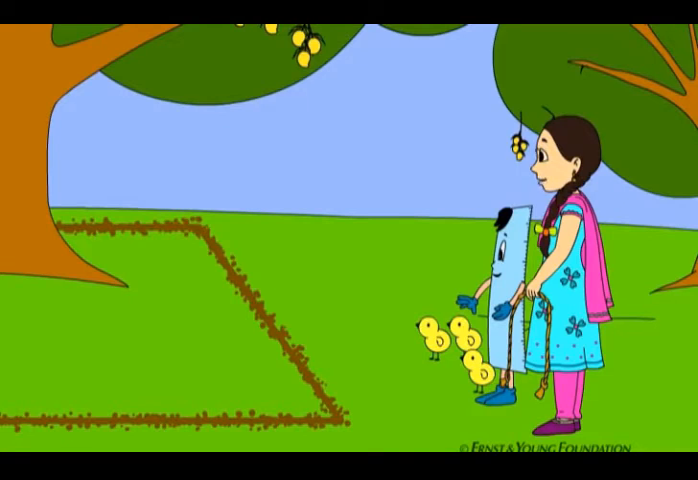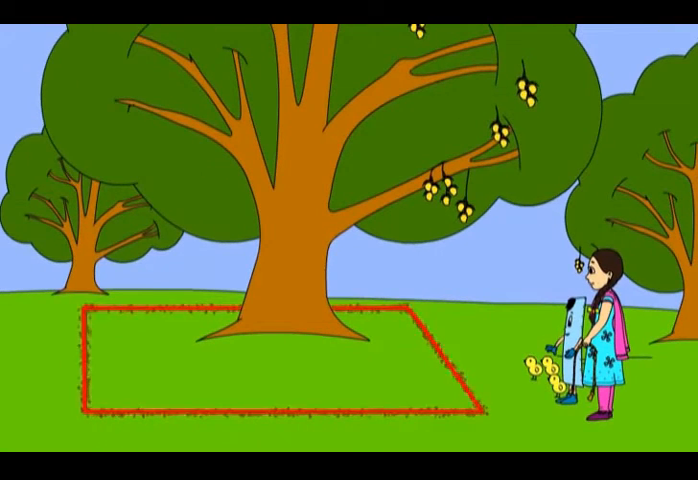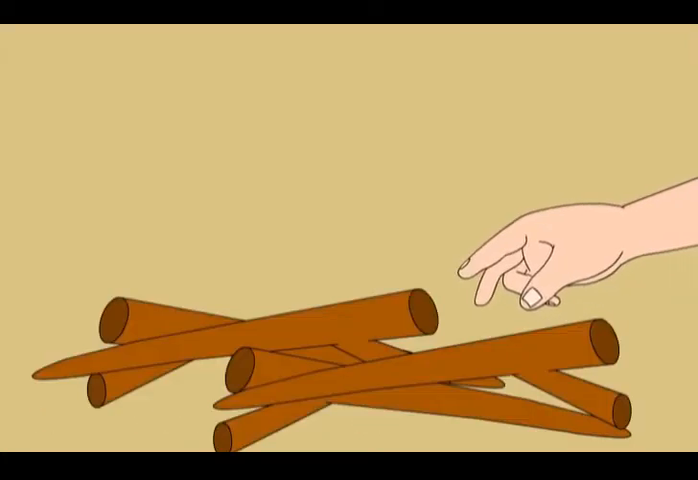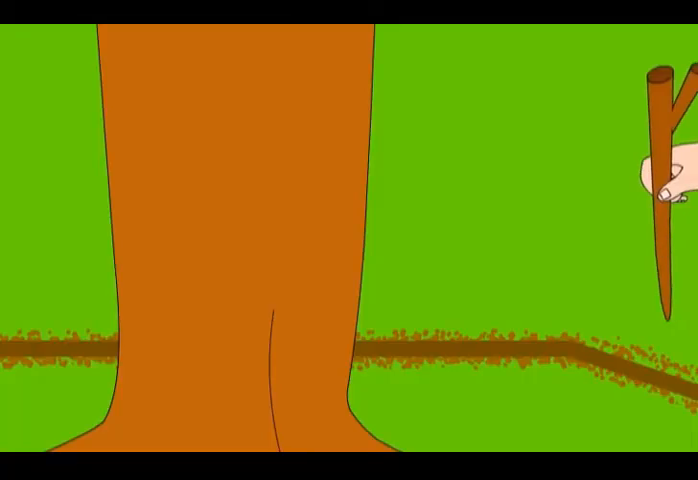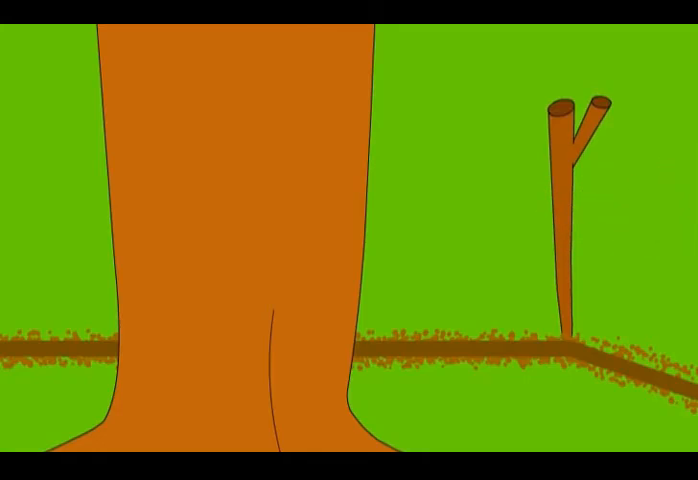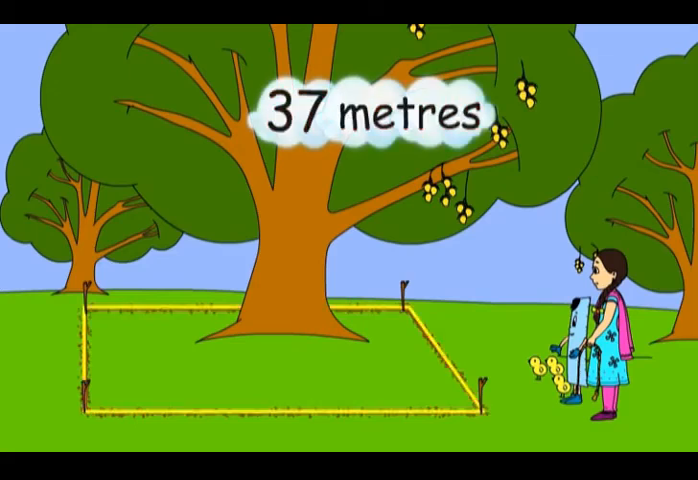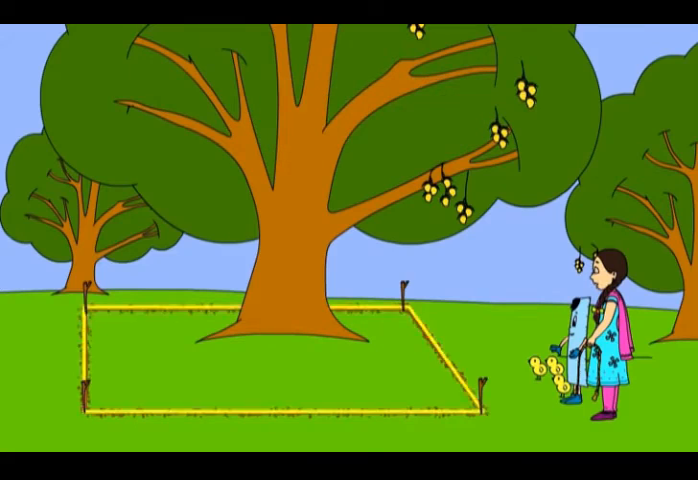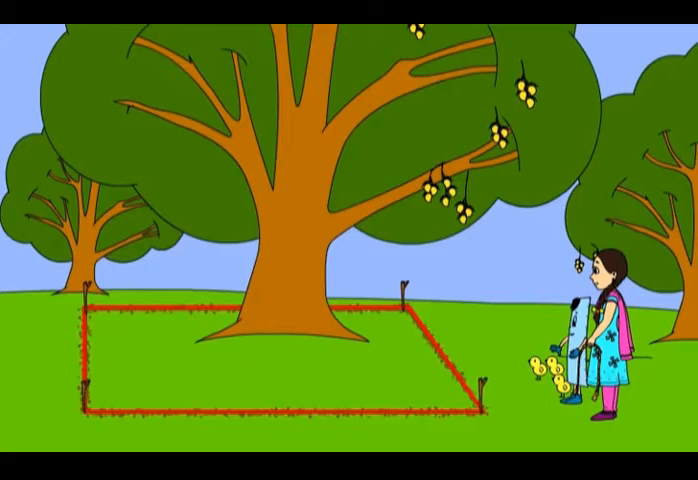Chick, now I will go and get 4 strong sticks to put at the 4 corners of the boundary. Now we know that the length of the boundary is 37 meters. So I will go and get wires to fix in the boundary. Just wait here. I will come. I will go and look in our house. I think we have some wires at home. Meenu, wait. I will also come with you. Let's look for the wires.